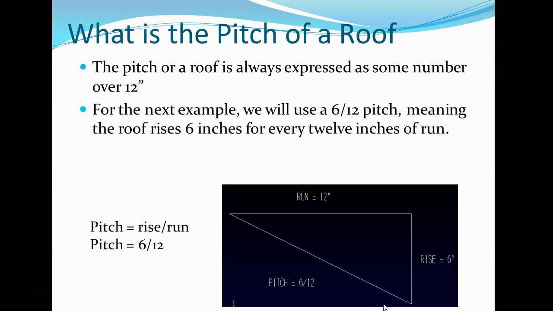What is the pitch of a roof? Simply put, pitch is the slope of your roof, how steep it is. Pitch is always expressed as some number over 12 inches. For the next example, we will use a 6/12 pitch, meaning the roof rises 6 inches for every 12 inches of run. Rise over run, 6/12. That is your steepness of the pitch for this example.